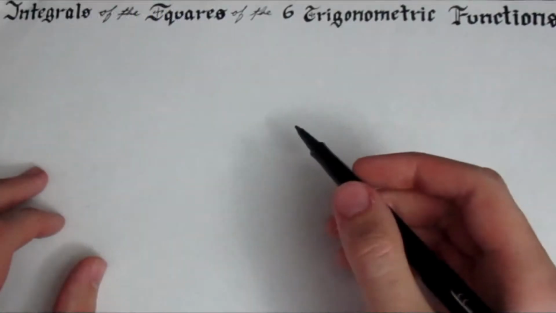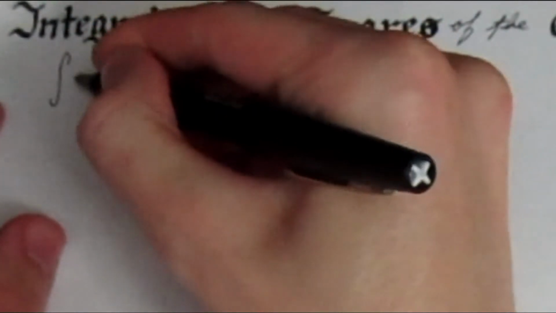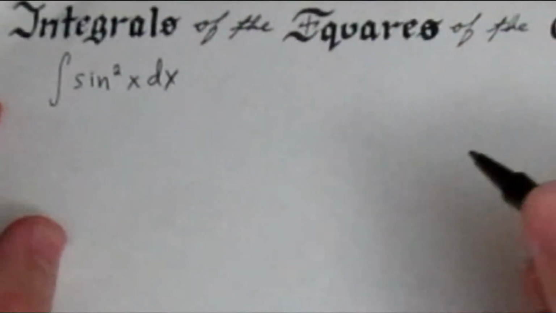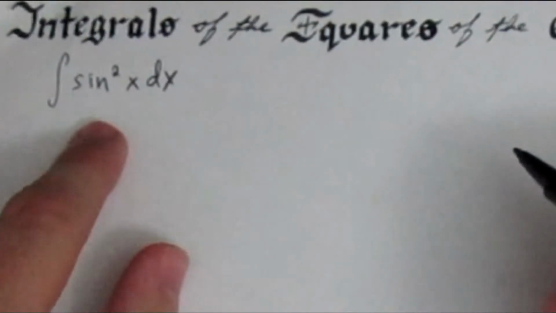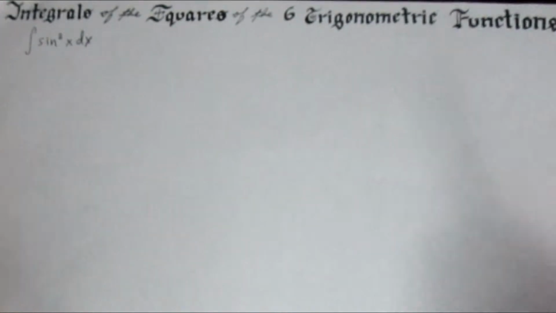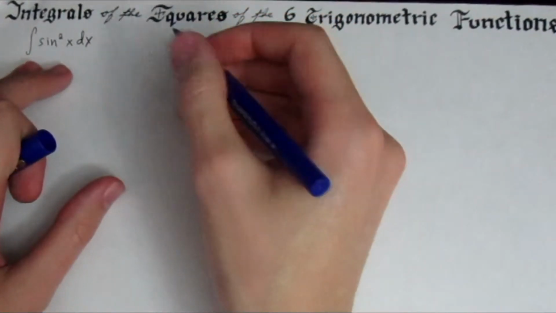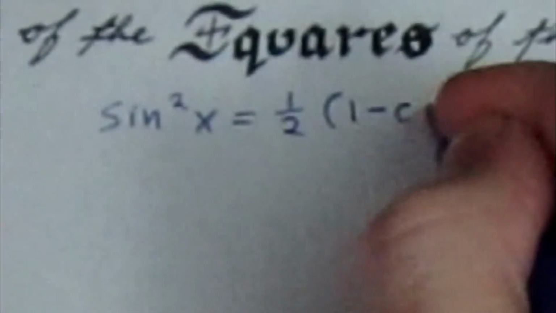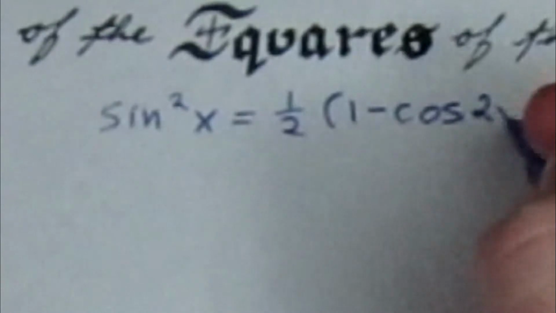Here's how you take the integrals of the squares of the 6 trigonometric functions. Let's start with sine and cosine. Suppose you have the integral of sine squared x dx. How would we integrate this? Well, first we need to know the half-angle identity for sine. The half-angle identity for sine squared of x equals 1/2 times the quantity 1 minus cosine 2x.